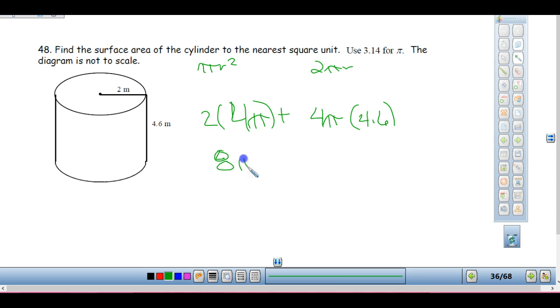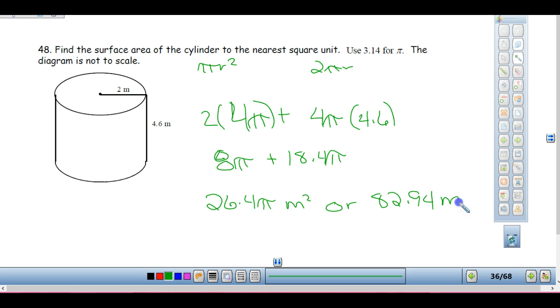So we have 8 pi plus 18.4 pi and we end up with 26.4 pi meters squared, or you can multiply it out and get 82.94 meters squared. Do not forget pi when you are dealing with circles. So cylinders, cones, anything with circles, you have to have a pi.